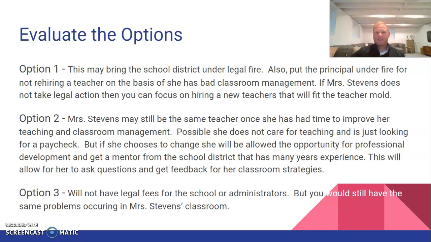Mrs. Stevens may still be the same teacher once she has had time to improve her teaching and classroom management. Possibly she does not care for teaching and is just looking for a paycheck. But if she chooses to change, she will be allowed the opportunity for professional development and get a mentor from the school district who has many years of experience. This will allow her to ask questions and get feedback for different classroom strategies. Option 3 will not have legal fees for the school or administrators, but you would still have the same problems occurring in Mrs. Stevens' classroom.